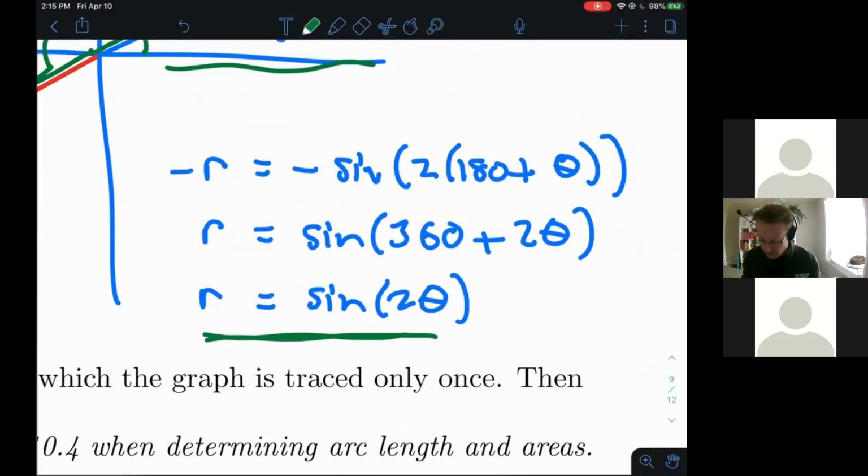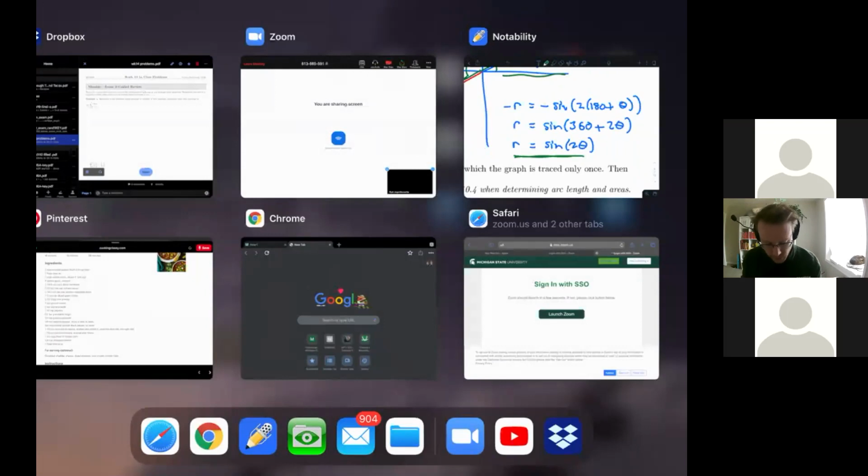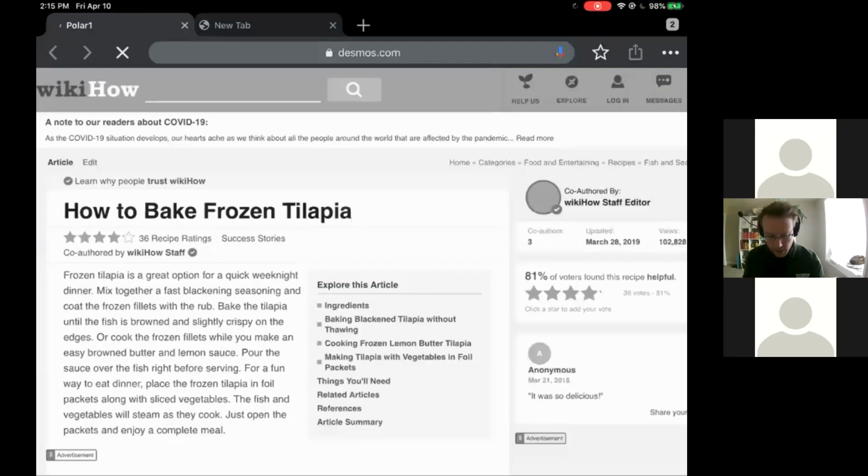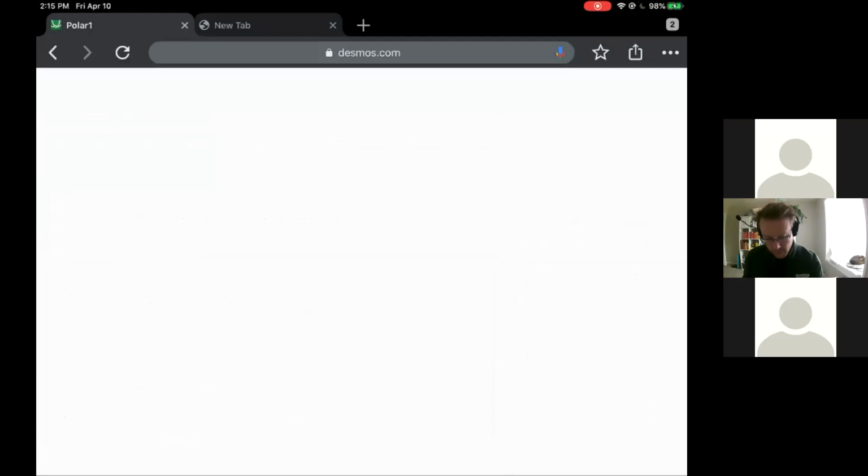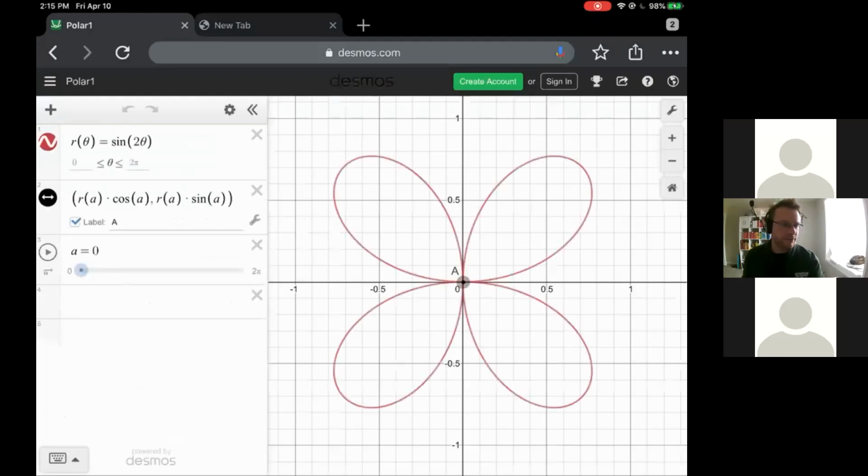Another way, so I mean, we can cheat since I have graphing here, right? I included a link. Oh yeah, I was looking on how to cook some fish.